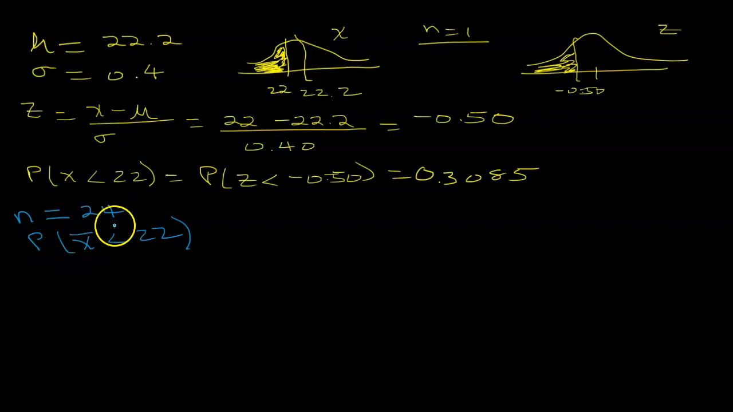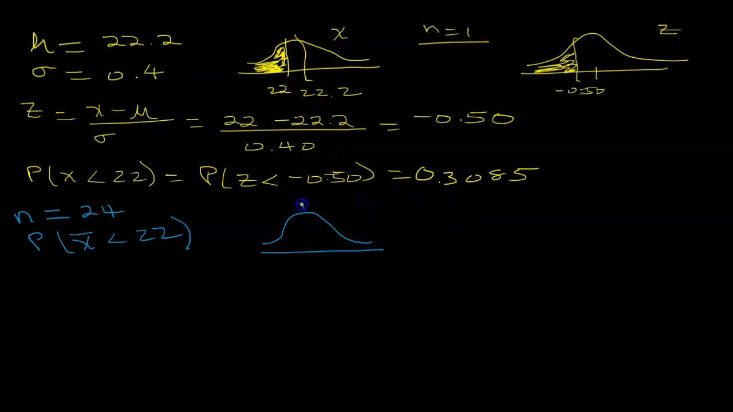So I'm now not talking about taking one burr off the line. I'm talking about taking a box of burrs off the line and asking what's the probability that the average of those 24 burrs is less than 22. So now I've got to change my distribution. I'm no longer talking about the distribution that's up here.